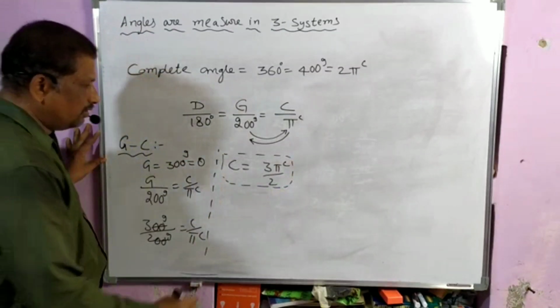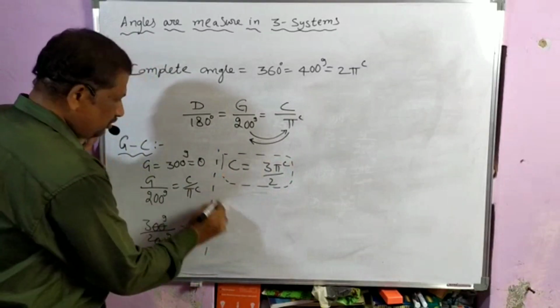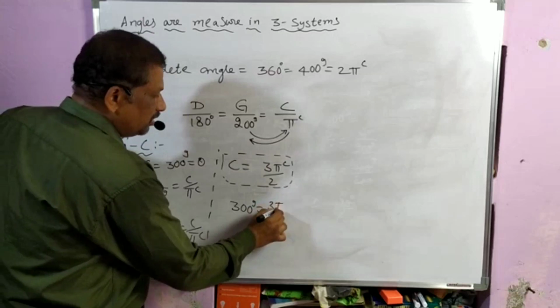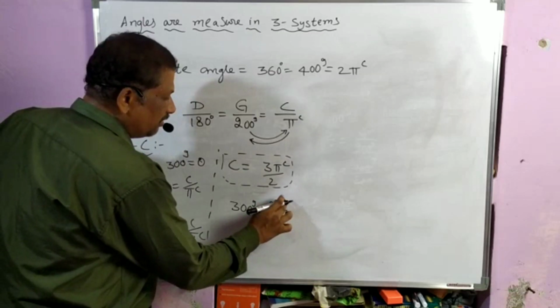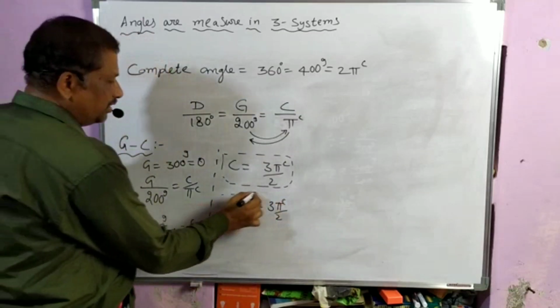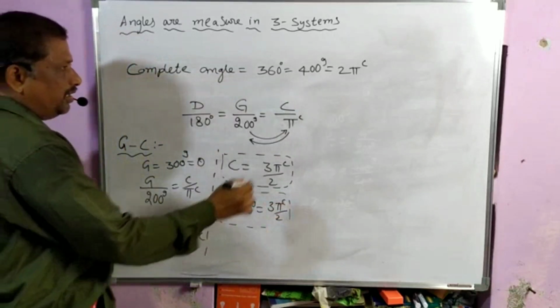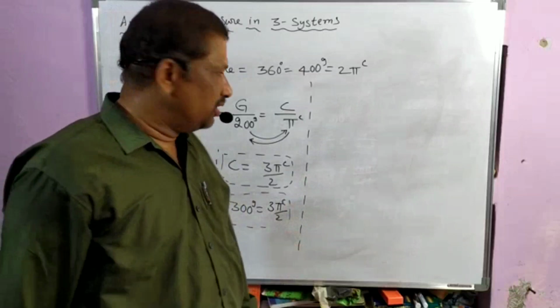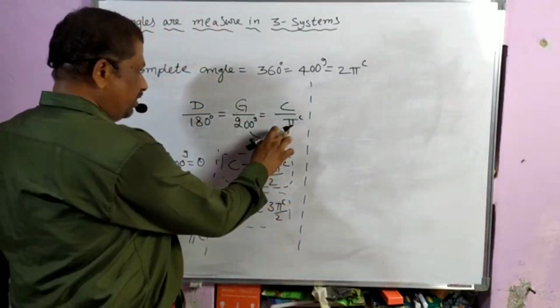So that is 300 grades. 300 grades is equal to 3 pi by 2 radians. We converted grades into radians. Now we are going to convert radians into grades. So from radians to grades.